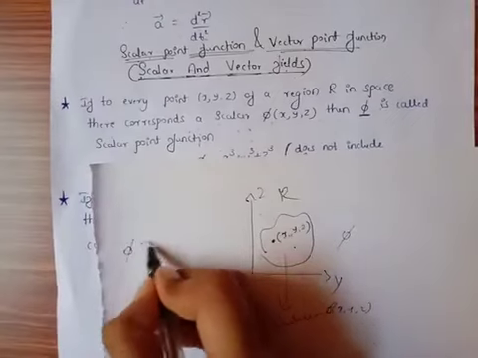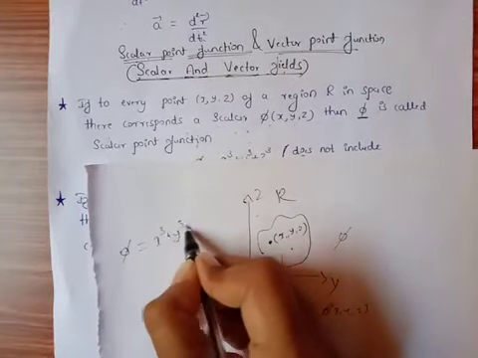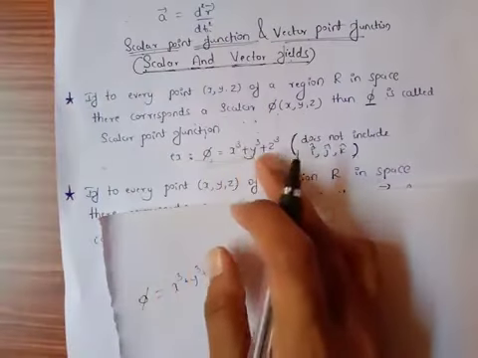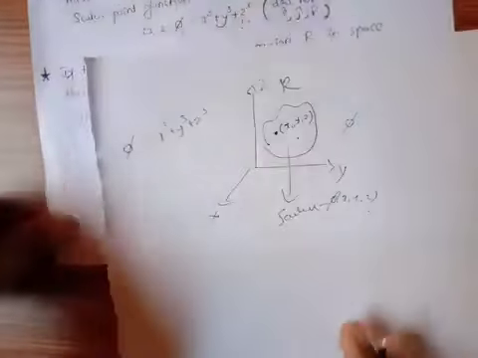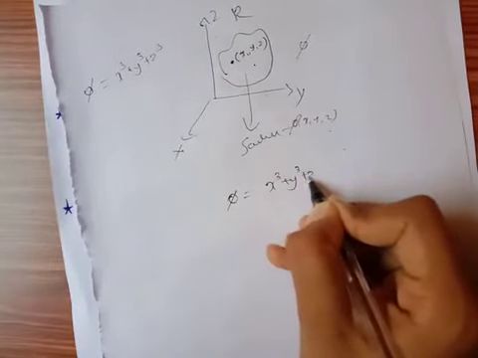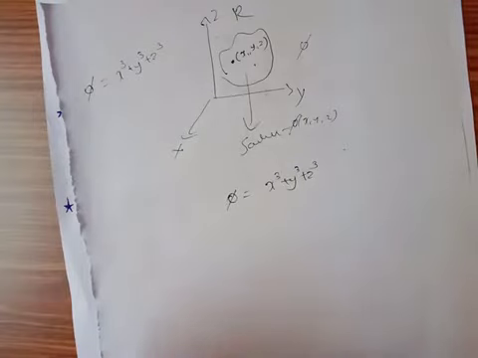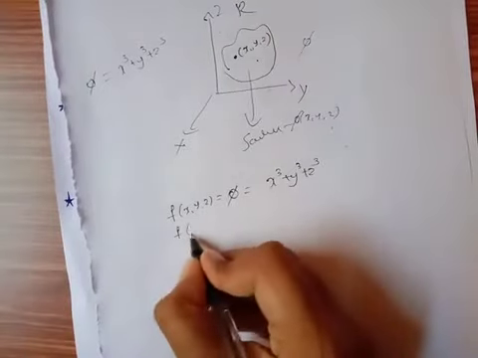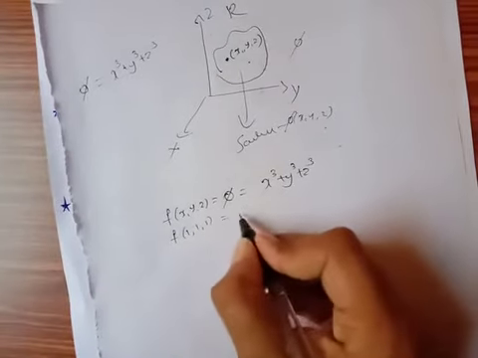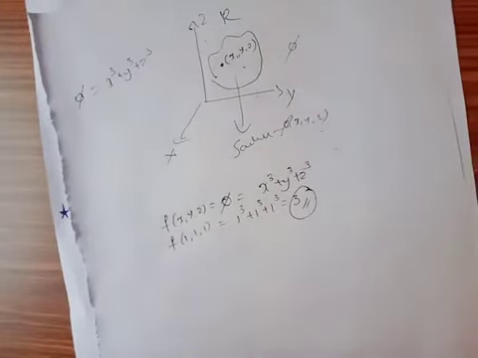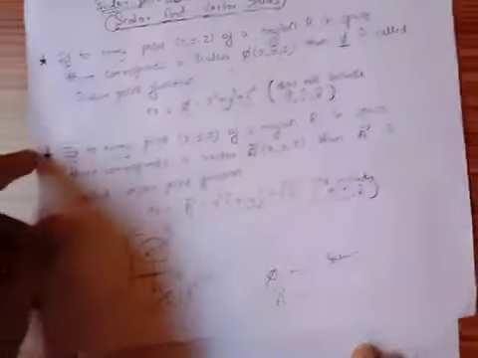An example of a scalar point function is phi equals x cube plus y cube plus z cube. This is a scalar point function. Consider it as f of x, y, z generally. Put x, y, z as 1, 1, 1, and what happens? 1 cube plus 1 cube plus 1 cube gives 3 only. This is a scalar.